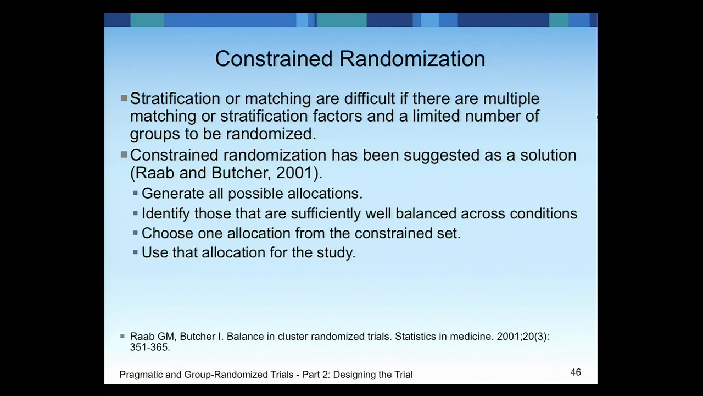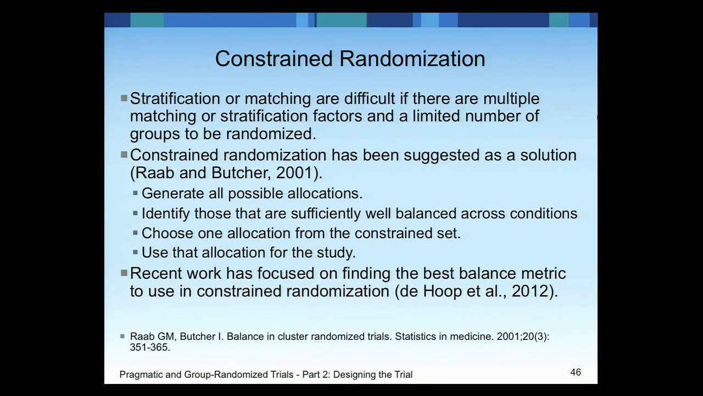A paper published 15 years ago by Robin Butcher on constrained randomization offered another approach that could solve the problem. Generate all possible allocations of groups to study conditions, then identify those that are sufficiently well balanced on the factors that you're concerned about between the two conditions or across the several conditions if you have more than two. And then from within that constrained set of allocation schemes, choose one allocation scheme that you're going to actually use in the study and then apply that one. That would be an example of constrained randomization.